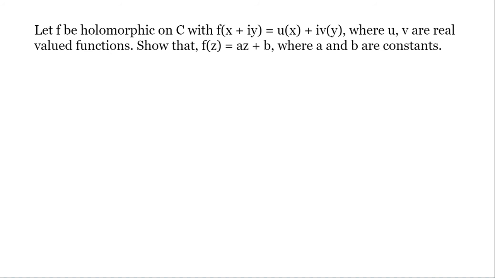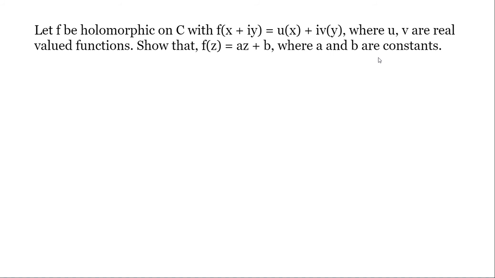Hello everyone. Today we're going to prove the following statement. Let f be holomorphic on C with f(x + iy) = u(x) + iv(y), where u and v are real valued functions. From this information we're trying to show that f(z) takes the form az + b, where a and b are both constants.